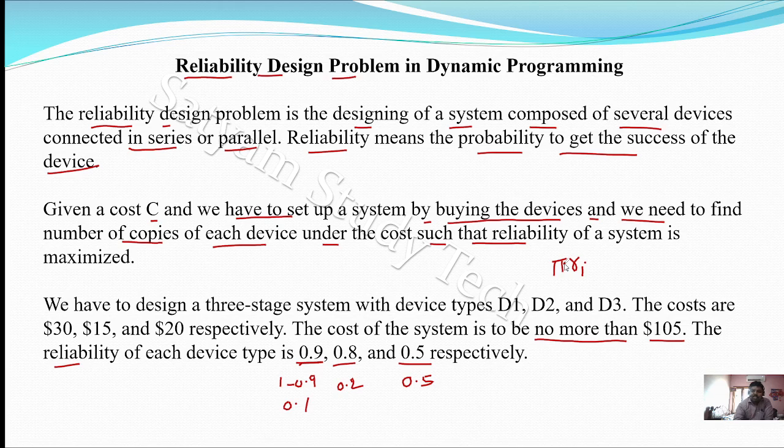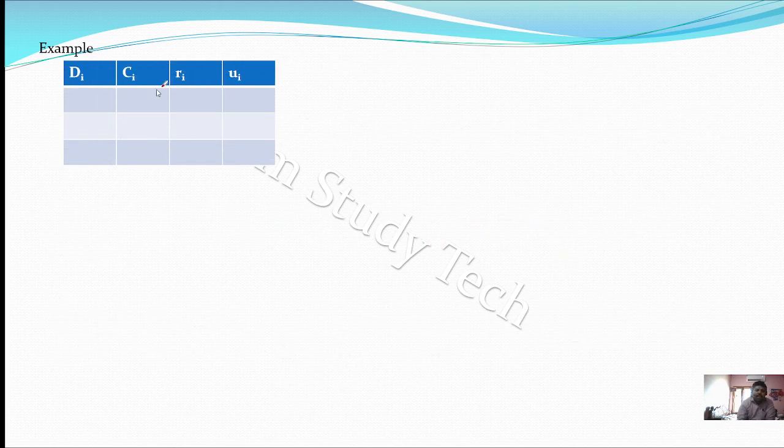Now let's discuss one example. Here you can see devices D1, D2 and D3, three devices required to build a system. The cost of device 1 is 30, here it is 15, here it is 20. The reliability of device D1 is 0.9, the working reliability of D2 is 0.8, and the working reliability of D3 is 0.5. You can consider the upper bound Ui, the number of additional devices you can take of D1, D2, D3.